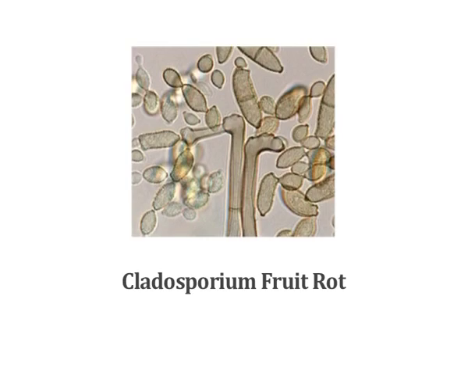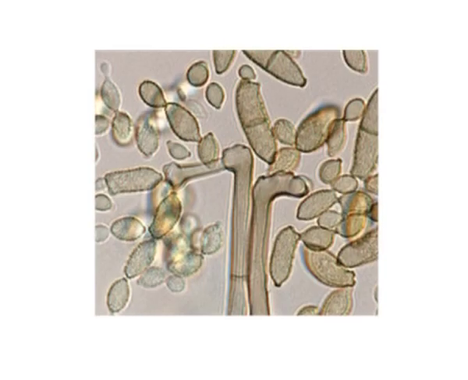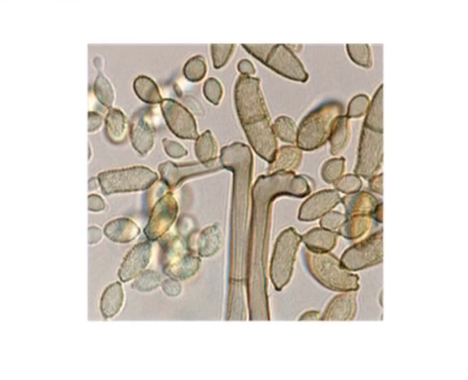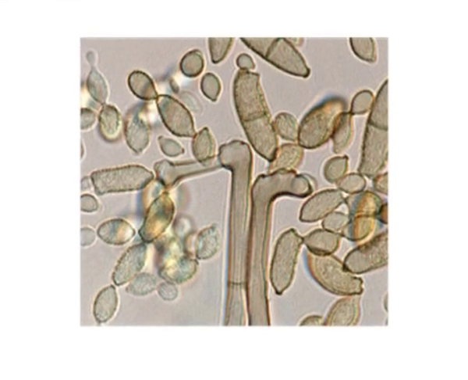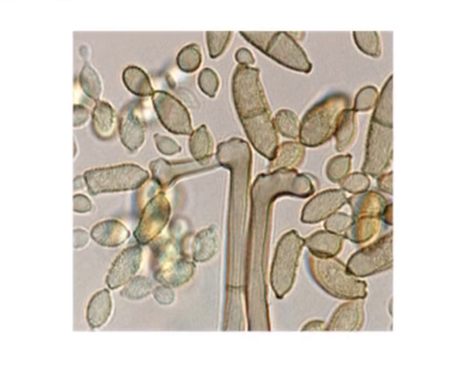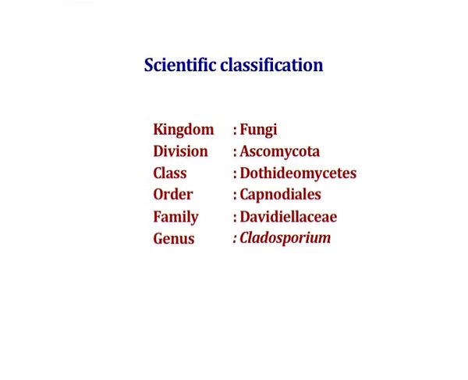First one is the Cladosporium fruit rot. Symptoms appear as orange-red to dull brown circular spots and become olive brown. In advanced stage, the entire fruit rots. Now let's see about the scientific classification of this pathogen. Kingdom fungi, division Ascomycota, class Dothideomycetes, order Capnodiales, family Davidiellaceae, genus Cladosporium.